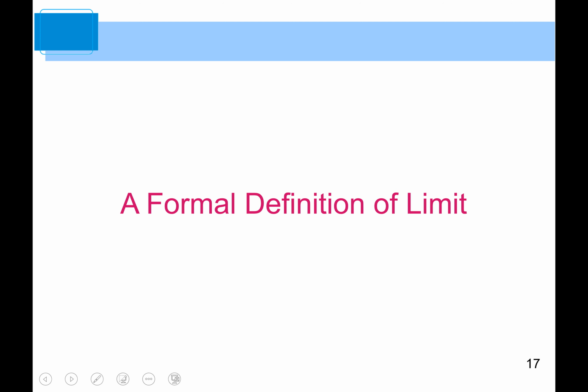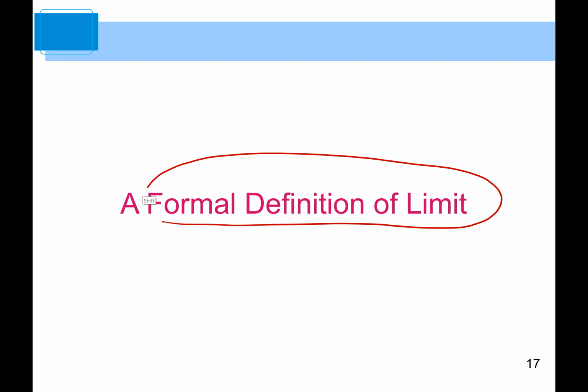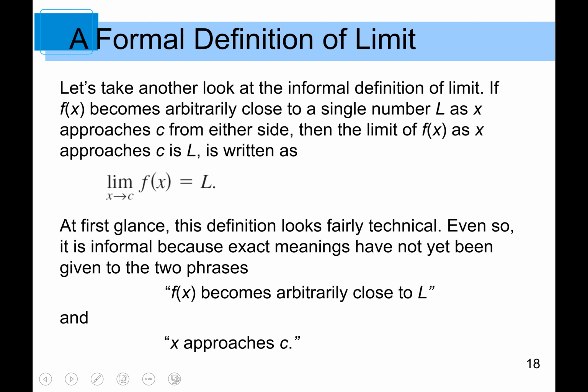So let's take a look at the formal definition of limit. Let's take another look at the definition of limit. Informal definition of limit: if f of x becomes arbitrarily close to a single value L as x approaches c from either side, then the limit of f of x as x approaches c is L. Right? That's an informal definition.